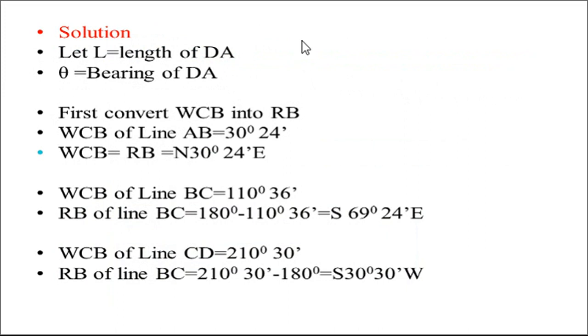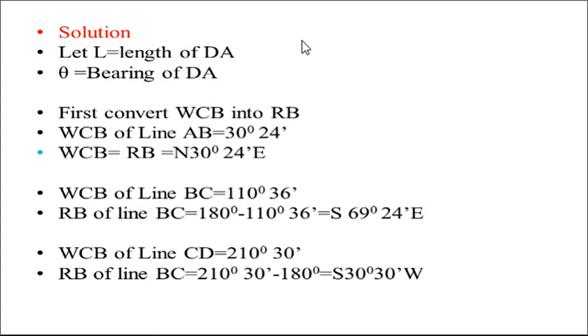So first of all, let L be the length of line DA and theta be the reduced bearing of line DA. First we will convert whole circle bearing to quadrantal form. The WCB for line AB is 30 degrees 24 minutes. So its quadrantal bearing and whole circle bearing are the same. It is 30 degrees 24 minutes, and the quadrant is NE, first quadrant.